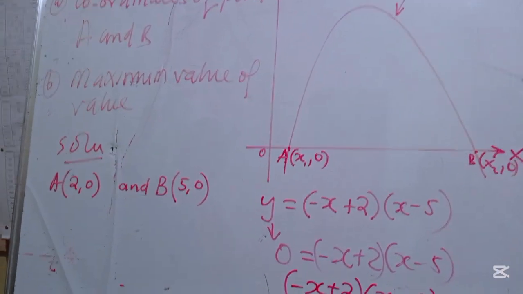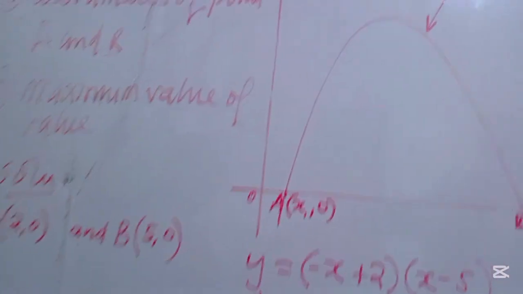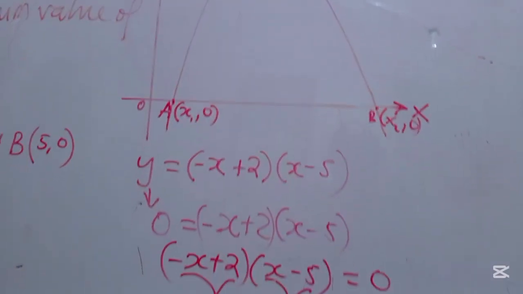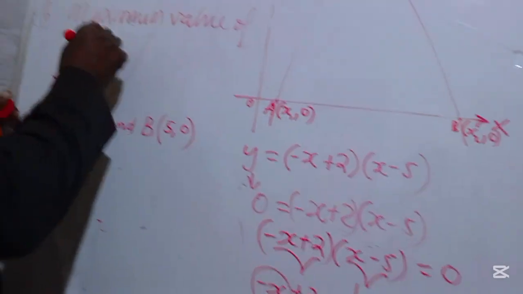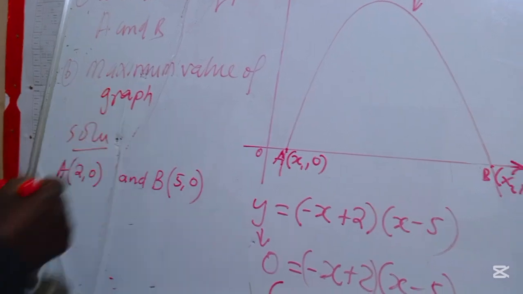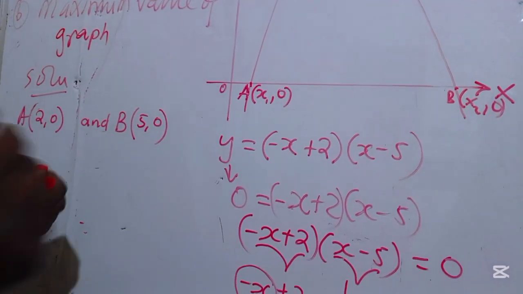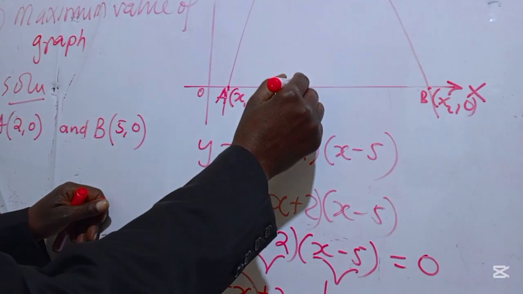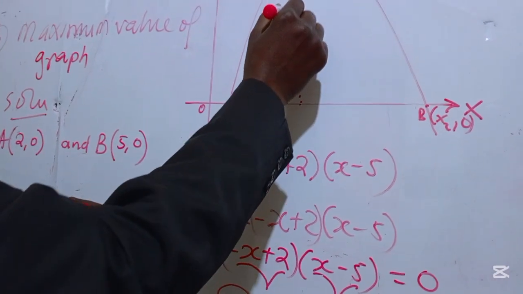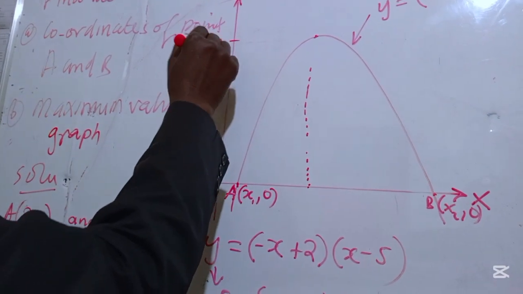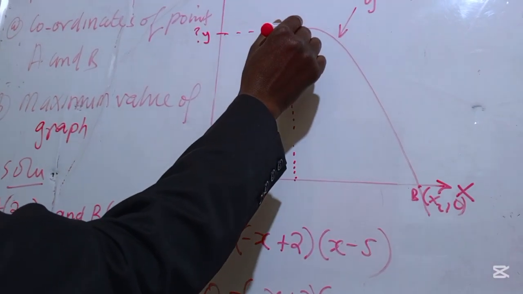How do we find the maximum? Ladies and gentlemen, for the maximum, there are many ways of doing it. I love my method. Maximum value of y, of the function or the graph. Sometimes they'll say maximum value of the graph of y. There are many ways of killing a rat. Here they are talking about this point. How do I get this y, which I don't know? How do I get this value for y?